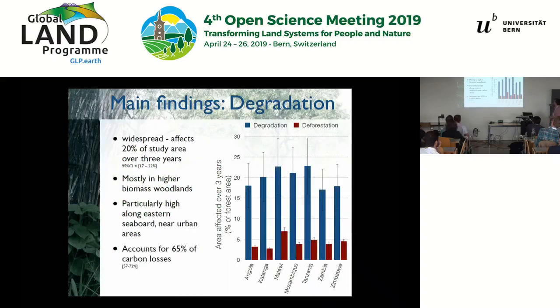If we look in a bit more detail at the degradation story, well, degradation affects about 20% of the study area over the 3 years. So it's very, very widespread. And take-home message for the day, number one, that means it accounts for probably 2/3 of the biomass loss, and therefore the carbon emissions from the region. And it's mostly a feature of high biomass woodlands. The more woody bits of the landscape seem to be more prone to degradation.